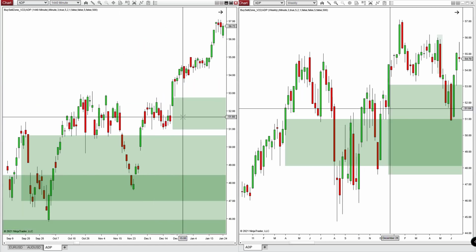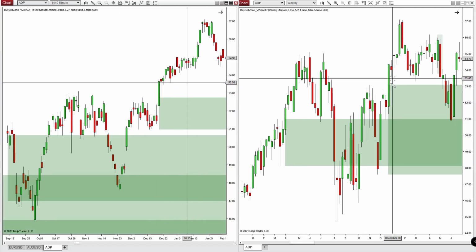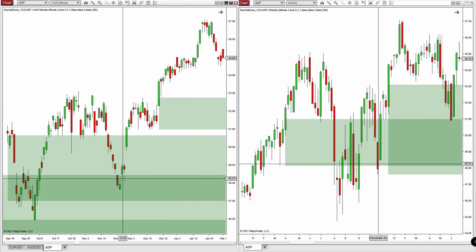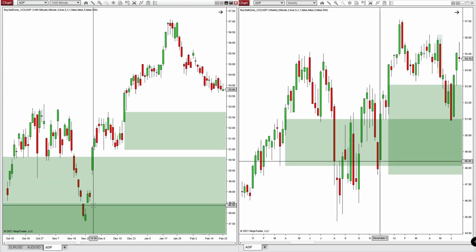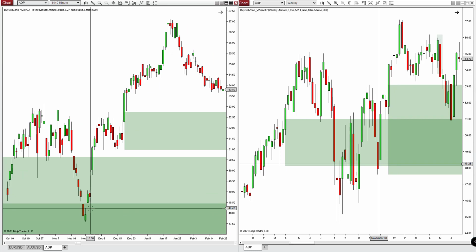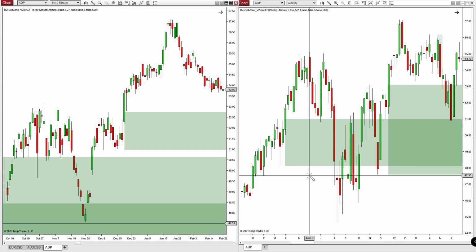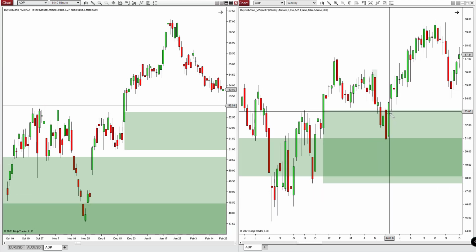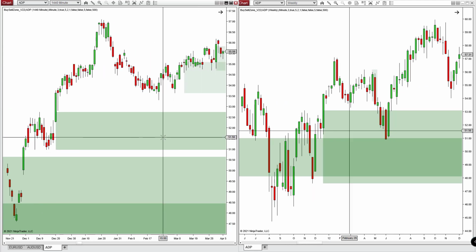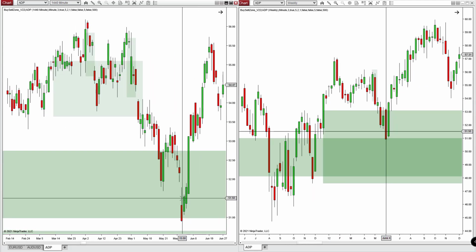All right, so now we come over to our weekly. We have a really nice move from here all the way up. I mean, look at that. That's almost a $10 move on a $48 stock. It's over 15%. All right, so now we're going to come into this zone. There's a new zone. Let's just see if we get an opportunity to take a trade.